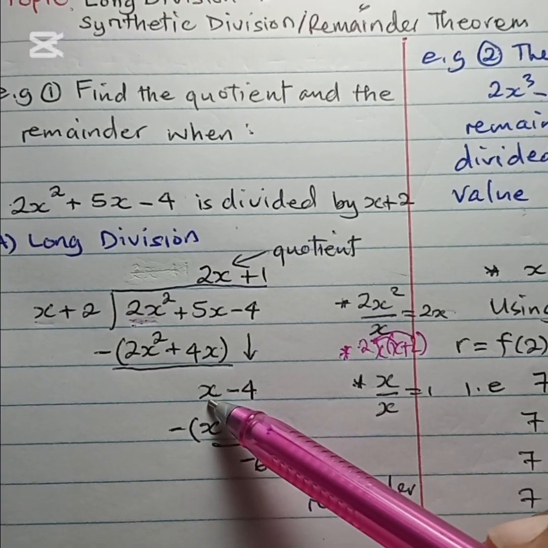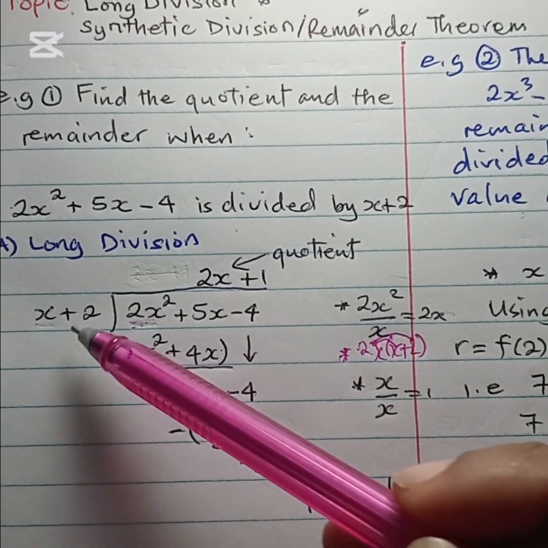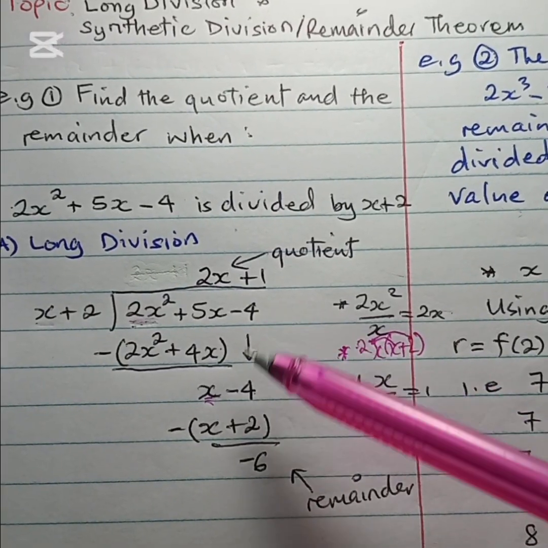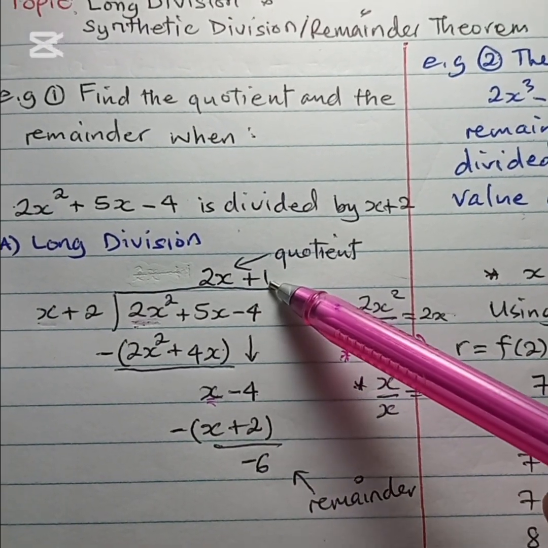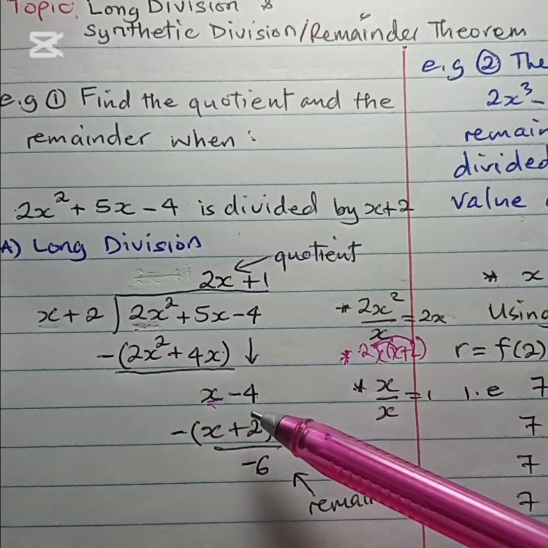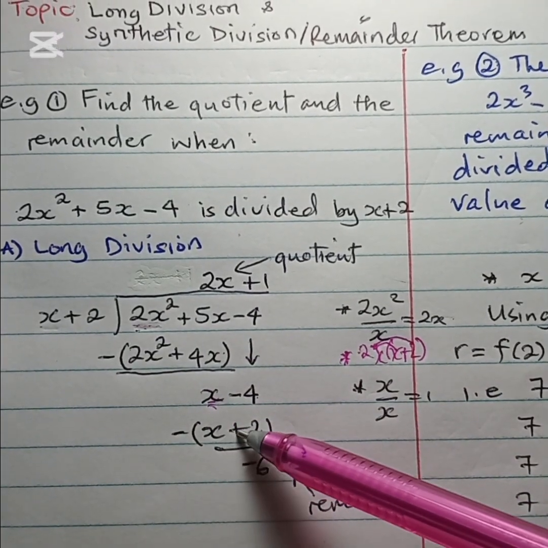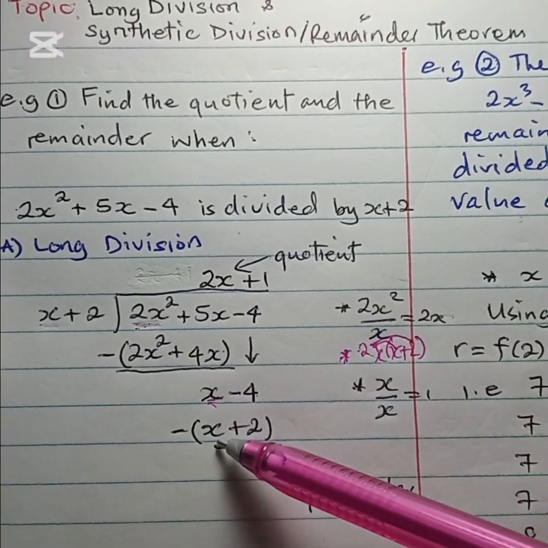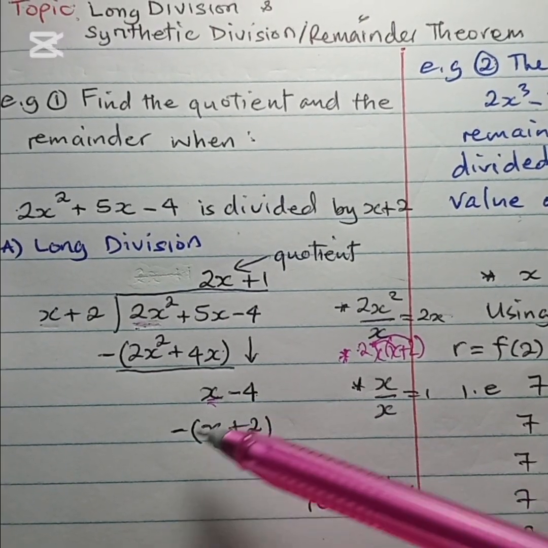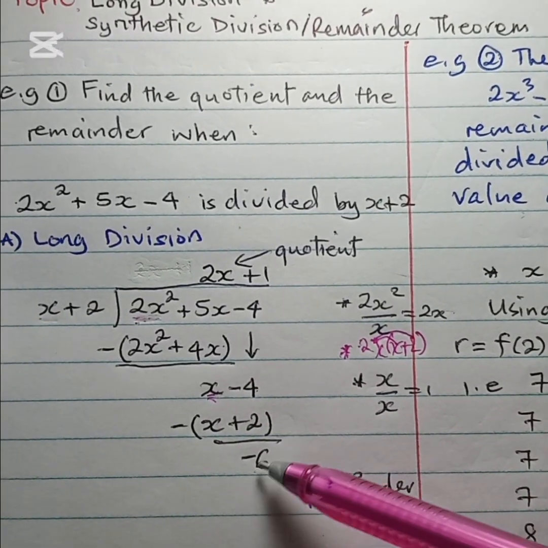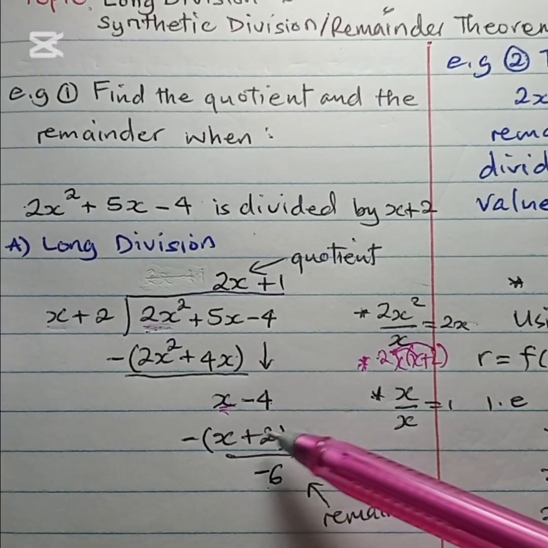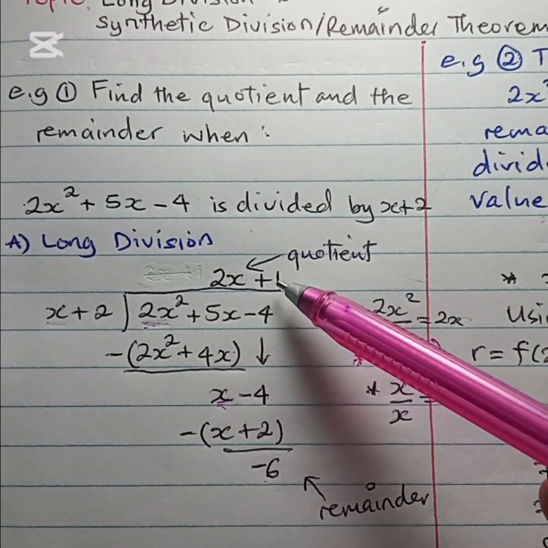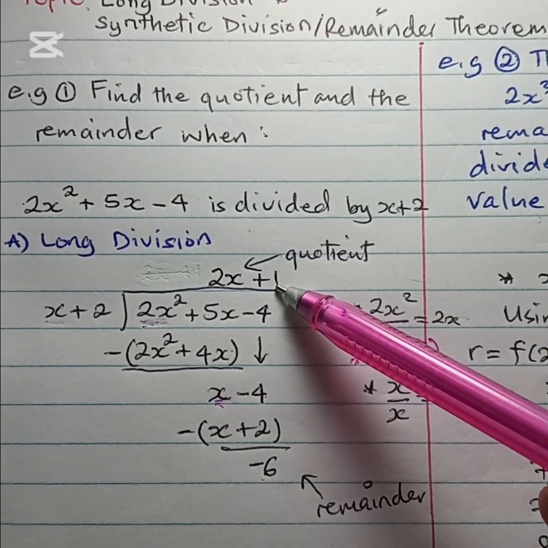Again, the leading terms only, x dividing by x. So x by x is 1, positive 1. And so positive 1 times x plus 2 is x plus 2. And we subtract again. So x minus x is 0, and negative 4 minus 2 is negative 6. So the number without x is our remainder, and 2x plus 1 is our quotient.